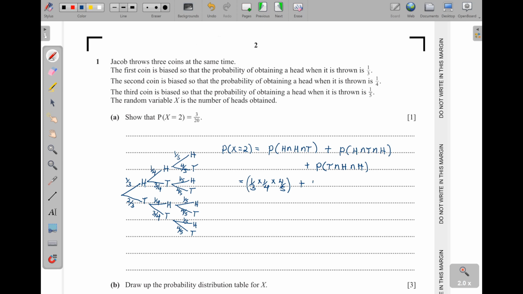Then the next one will be a third times 3 over 4, then times 1 over 5. And then lastly we have a tail, which is 2 over 3, then times a quarter, and then times 1 over 5. Then this one will give us 4 over 3 times 4, that is 12 times 5, that is 60. The next one is 3 over 60. The next one is 2 over 60. Adding everything together is 9 over 60. Of course, when you divide all through by 3, this comes to 3 over 20. So that is that.